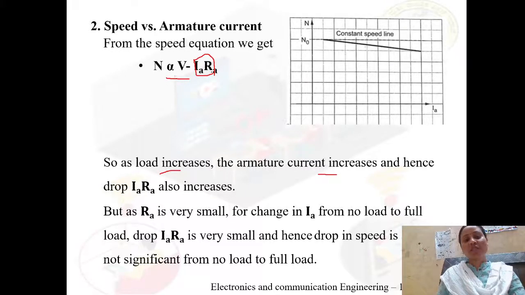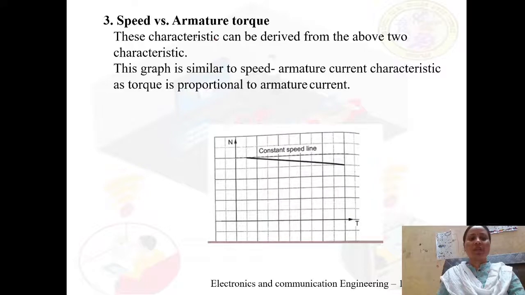But practically the value of Ra will be very, very small, and hence the product of Ia into Ra will be small, and the reduction in the speed will not be to that extent. So it will be very, very small. This behavior we have just represented in this graph. Okay, next finally let us consider speed versus armature torque curve.